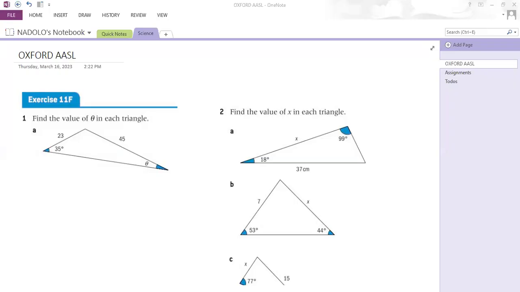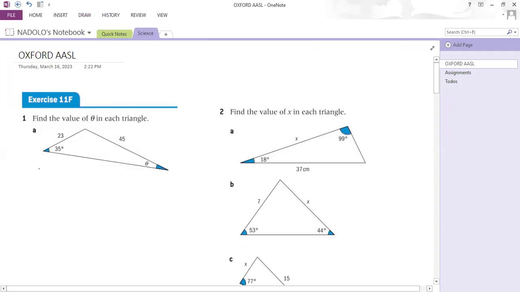Exercise 11F. Find the value of theta in each triangle. So the first triangle is that. This one requires you to use the concept of sine rule.